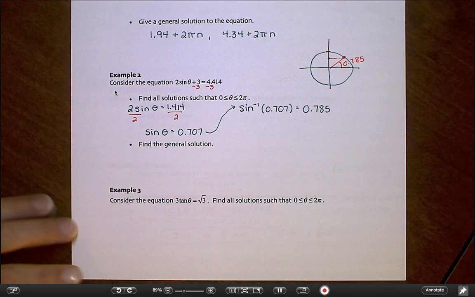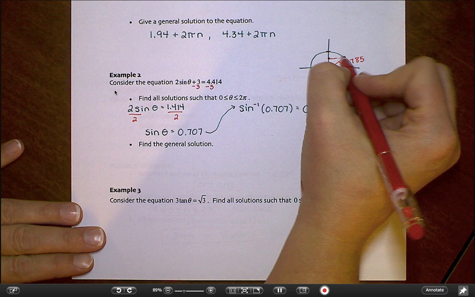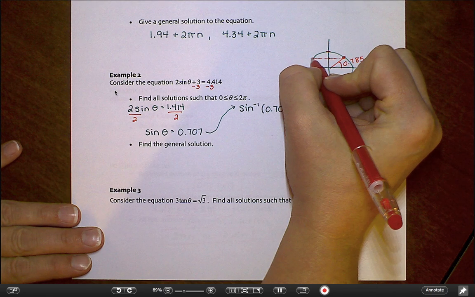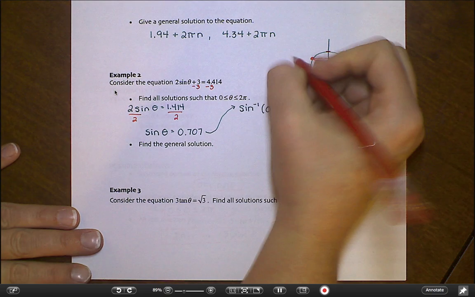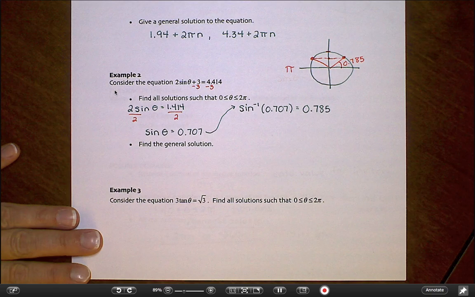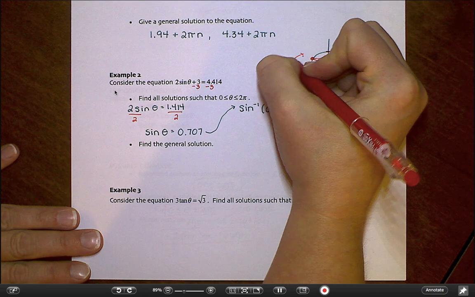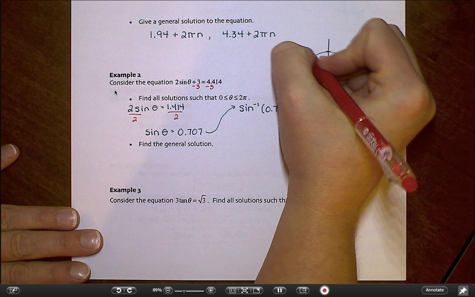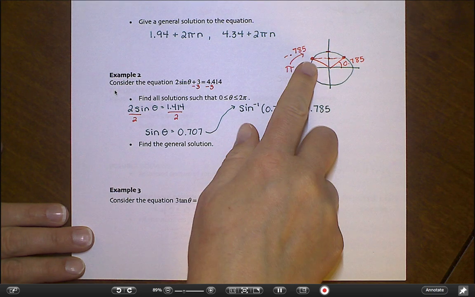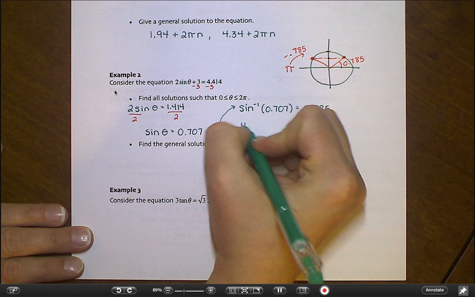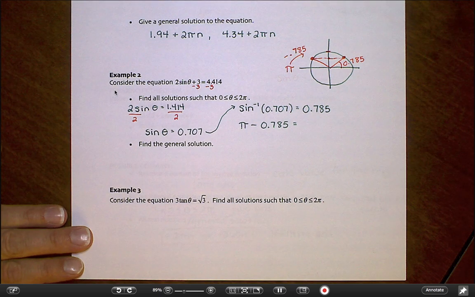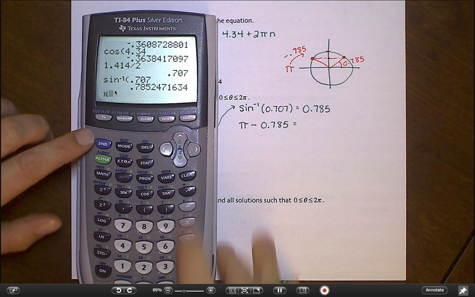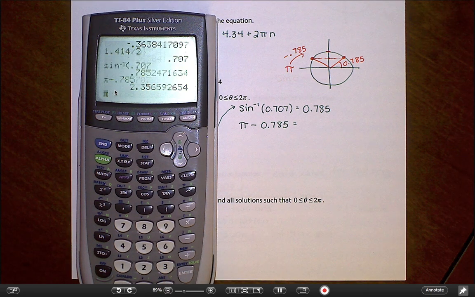Well, when I'm living in sine land, when I'm talking about the sine values, my other angle that would have the same sine is over on the left side of the graph. And so I need to know what this angle is. With sine, we're backtracking from pi. So I want to go from pi backwards by that 0.785, which is my angle value. So I'm going to do pi minus 0.785. I'm actually going to type that in. So pi minus 0.785, and we end up with 2.357.